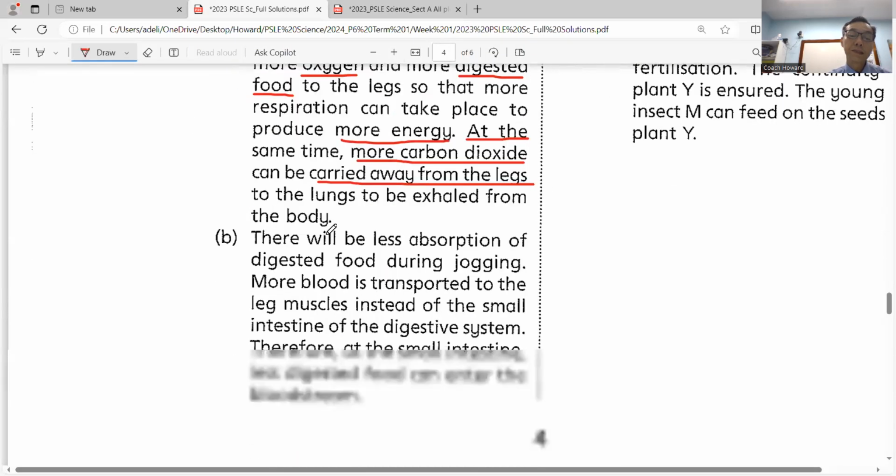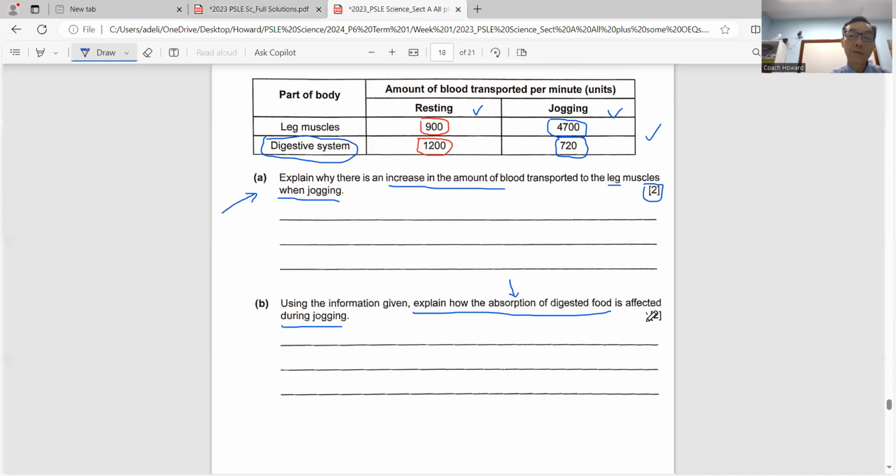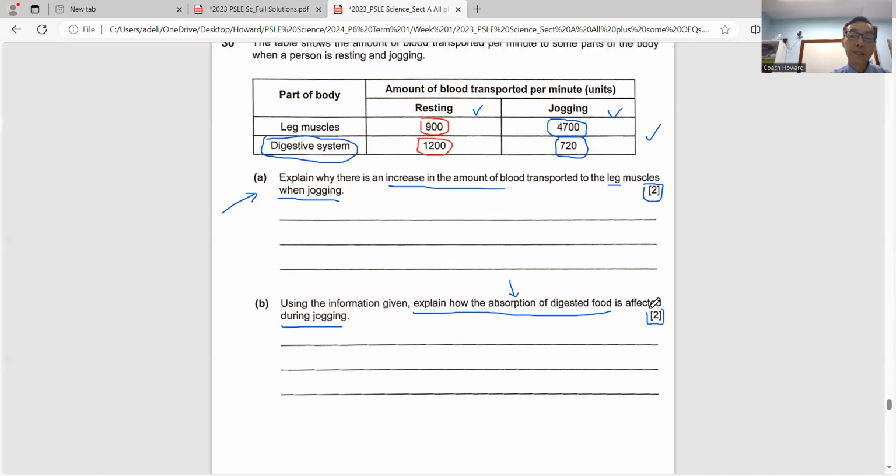So you should say that there will be less absorption of digested food during jogging. Why? More blood is transported to the legs instead of the small intestine of the digestive system. Therefore, at the small intestine, less digested food can enter the bloodstream. So this is also 2 marks. You notice this question has a total of 4 marks.